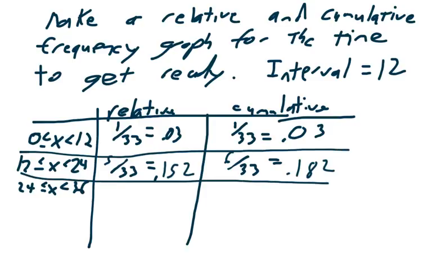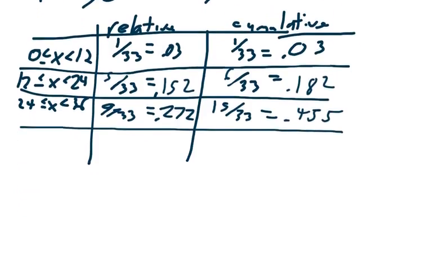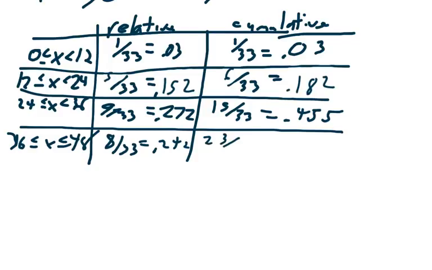And then from 24 to 36, we have 9 out of 33, which turns out to be 0.272. And for the cumulative, we are at 15 out of 33, which turns out to be 0.455. From 36 to 48, for the next group, we got 8 out of 33, which is another 0.242. And that means that over here we have 23 out of our 33, which turns out to be 0.697.